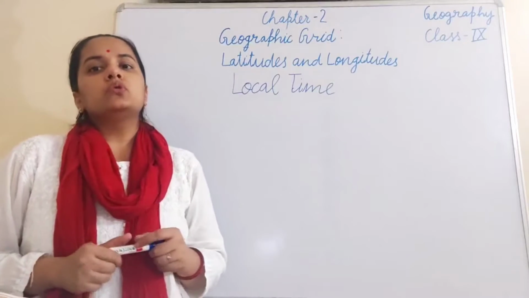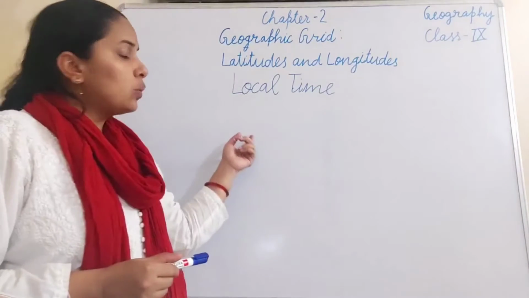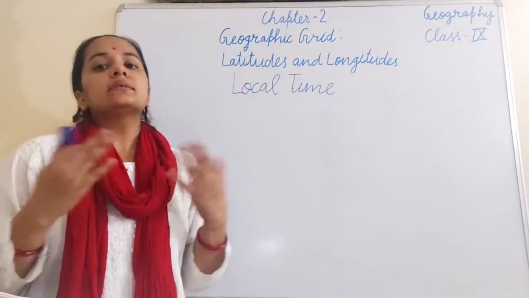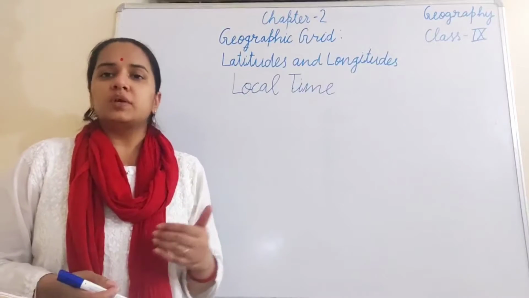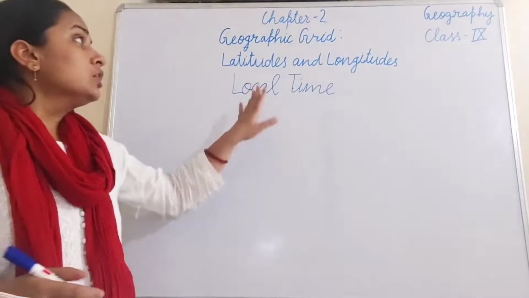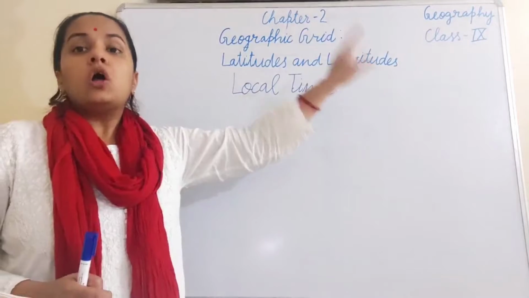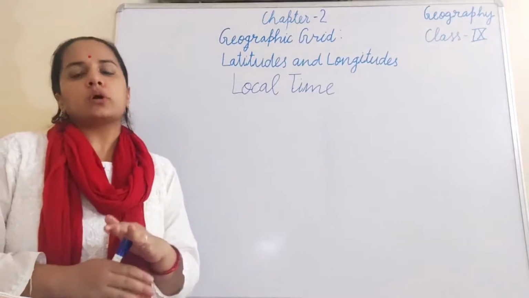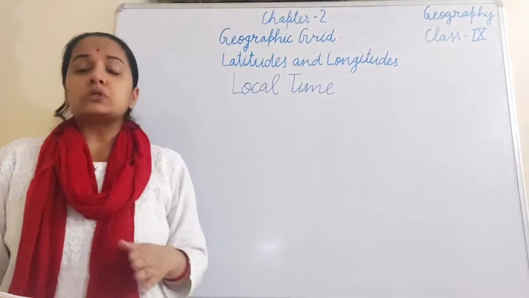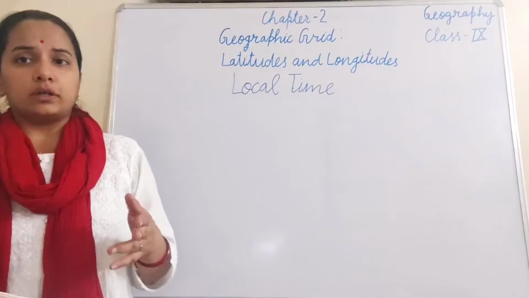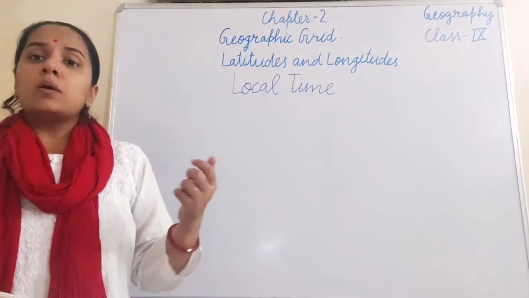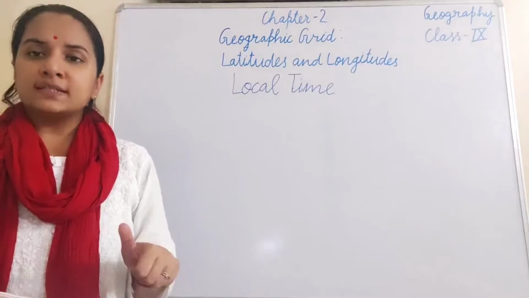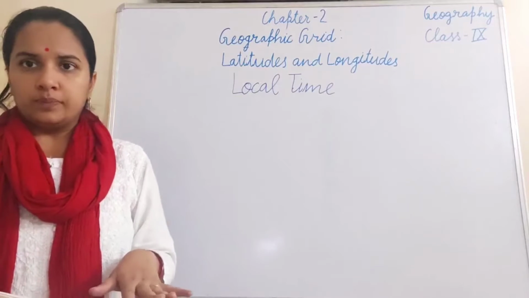Now we are going to learn about the local time, the time zones and the standard time. First we will learn how to calculate the local time with the help of longitudes. As we have discussed, whenever we talk about longitudes, they are also called the meridians of longitude. Why? Because we take it with respect to the overhead sun at the time of noon.